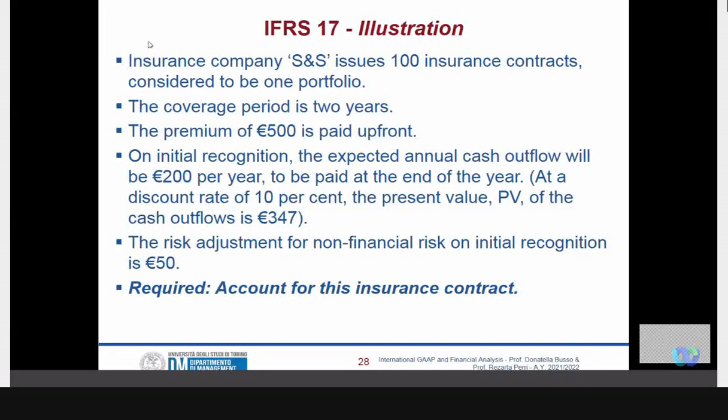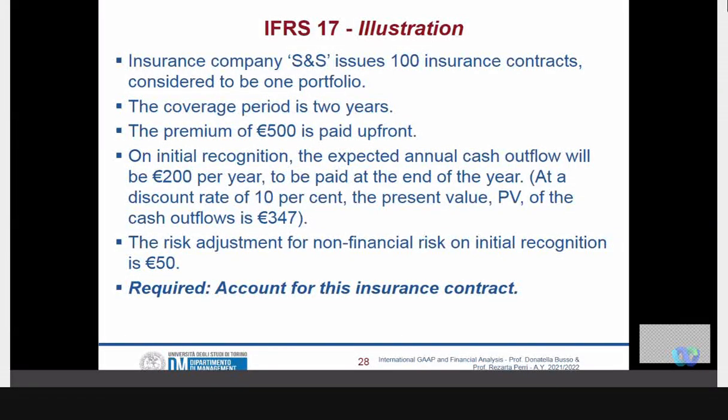The coverage period is 2 years only. This is very simple. It's very simplified just for you to understand. The premium, €500, is paid upfront. Now, this premium is related to the bundle of contracts, not only to one contract, okay? The premium, again, is the amount of money that the insurance company receives when it issues an insurance contract.